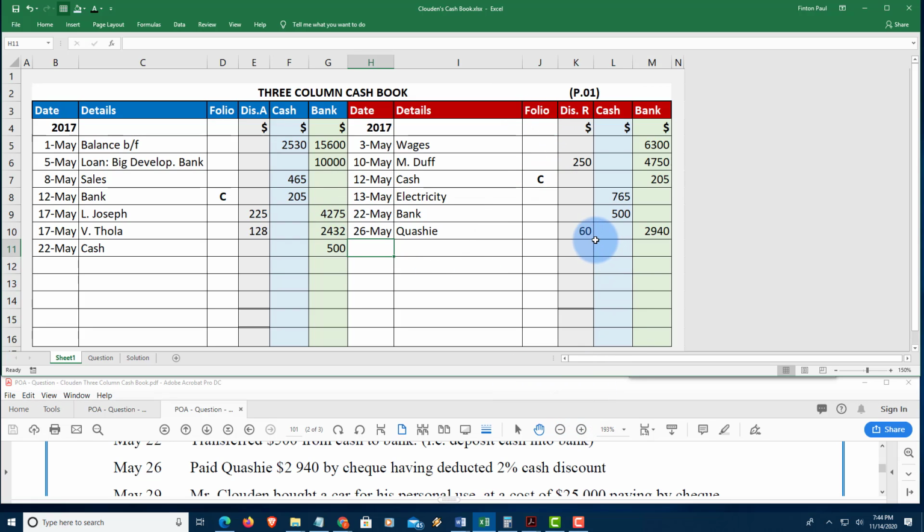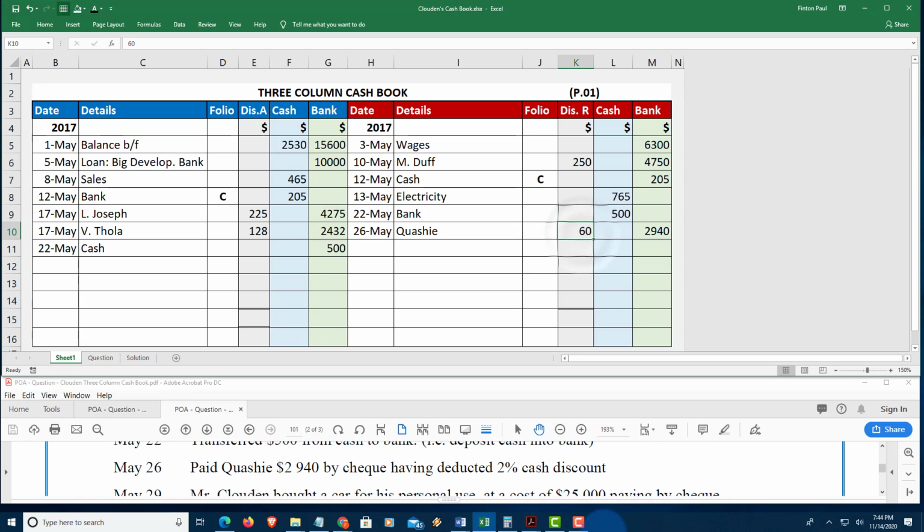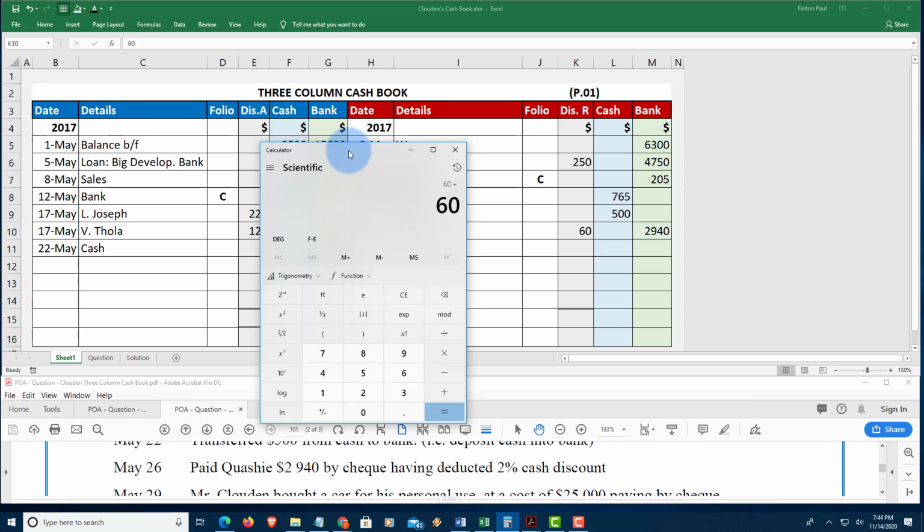Now notice this one is different in that you are not working with the 2,940 and subtracting the 2%. It says having deducted. It means it was already done. So the original amount of money, if you want to know, it will be the 60 plus the 2,940, 3,000.